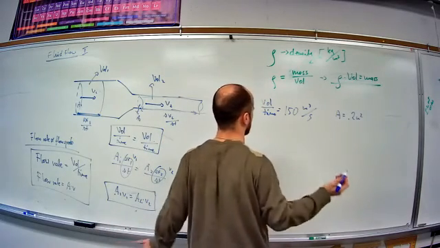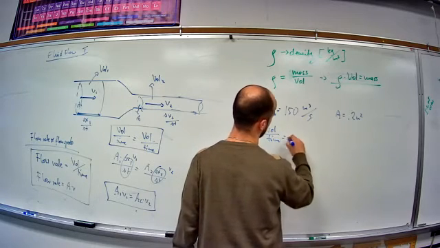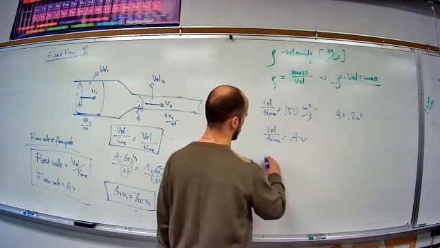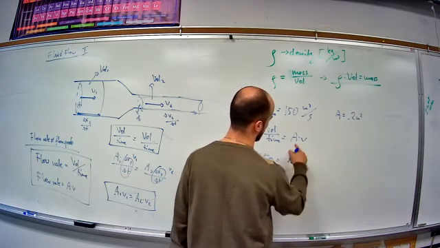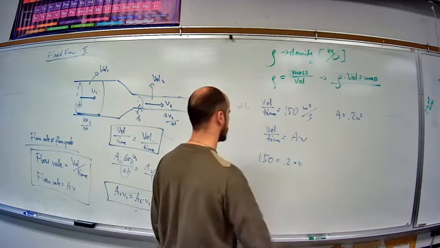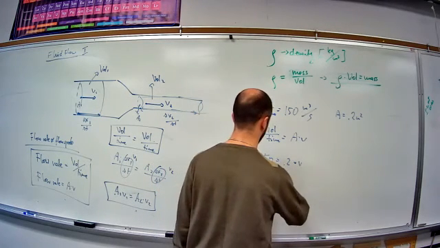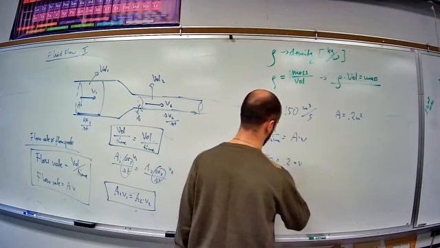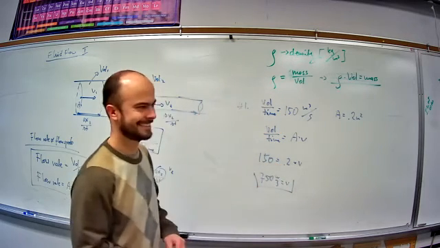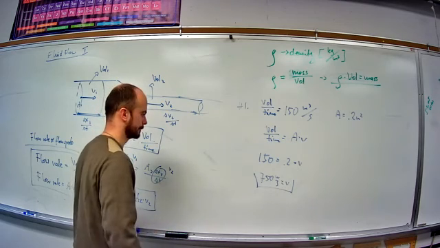Well, flow rate is A times V. Now I know this is 150. I know this is 0.2, and there's my V. So this is 75 times 10. 750 meters per second is the speed. That's fast. Yeah, apparently that's it.